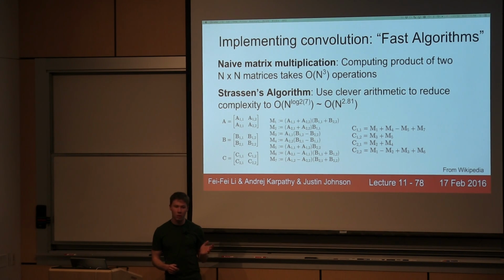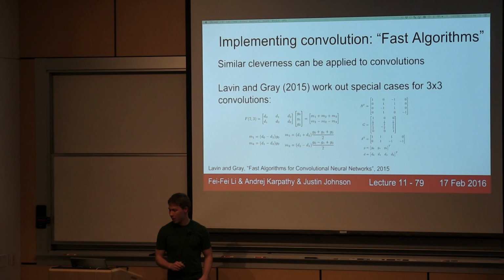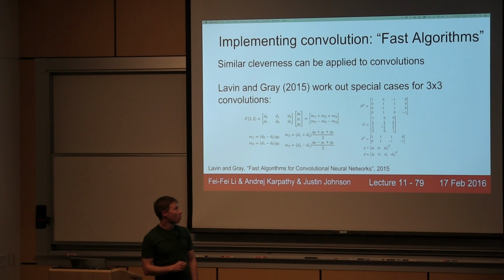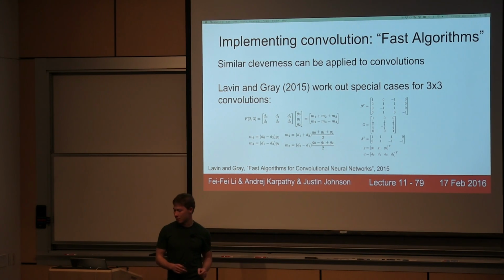And from im2col, we know that we can implement convolution as matrix multiplication. So intuitively, you might expect that similar types of tricks might be applicable to convolution. And it turns out they are. There's this really cool paper that just came out over the summer where two guys worked out very explicitly some special cases for 3x3 convolutions. I'm not going to go into details here, but it's a similar flavor to Strassen's algorithm, where you're computing very clever intermediates and then recombining them to save a lot on the computation.